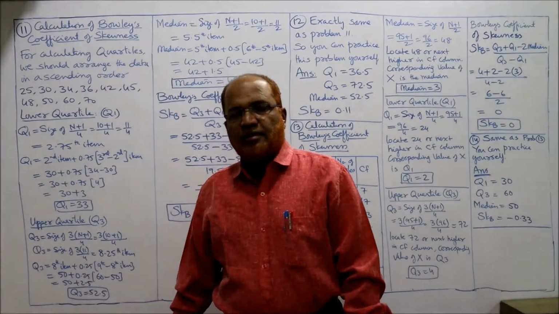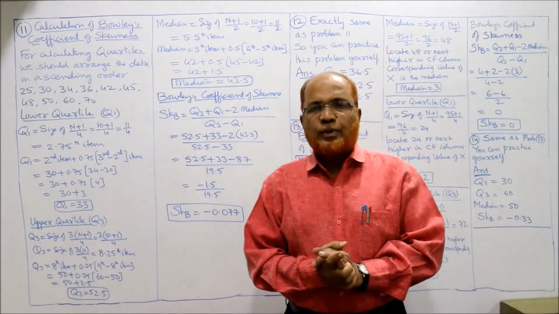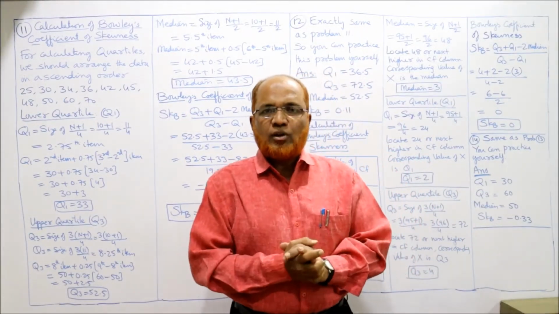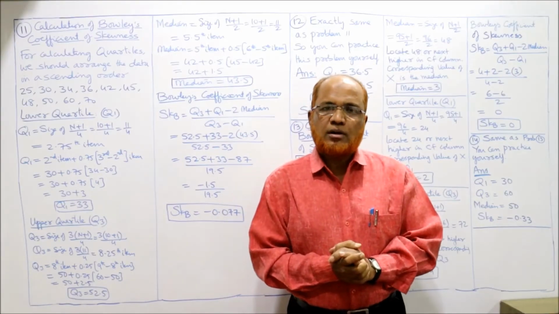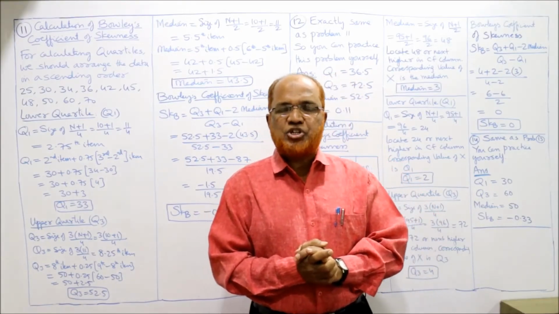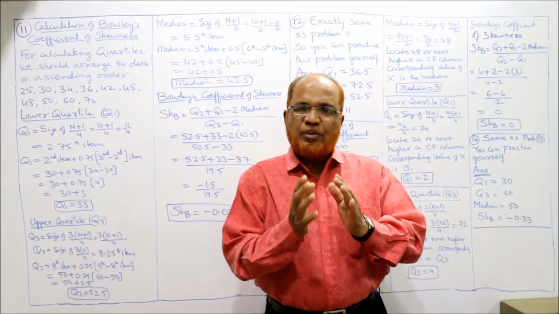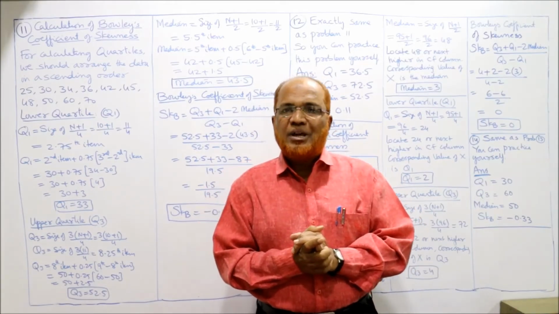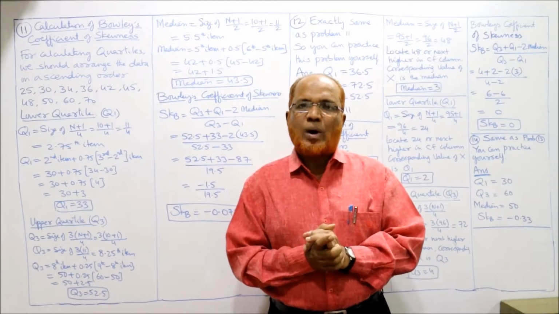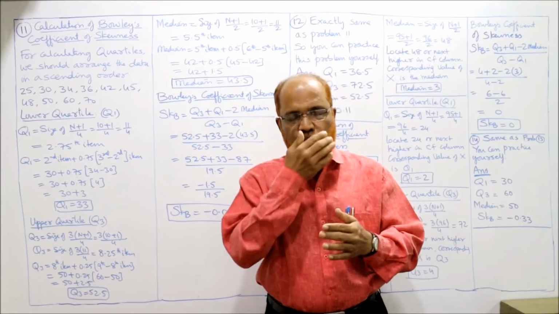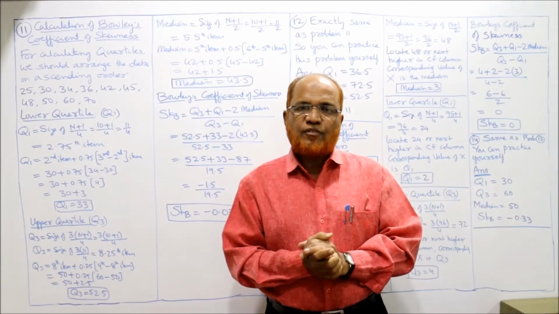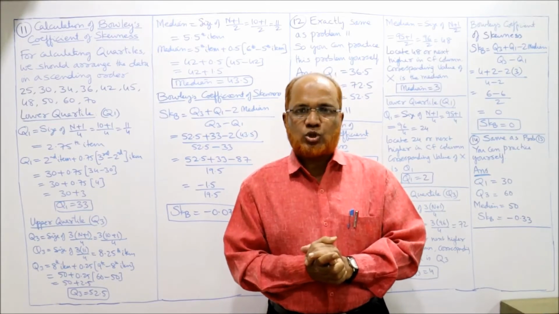Hello students. Come on, we'll continue our previous topic, that is coefficient of skewness. So in the last video we have solved the problems on Karl Pearson's coefficient of skewness. Before that I explained to you in detail the meaning of the term skewness, why it is calculated, what it shows. So skewness is a statistical technique of finding out the shape of the distribution.